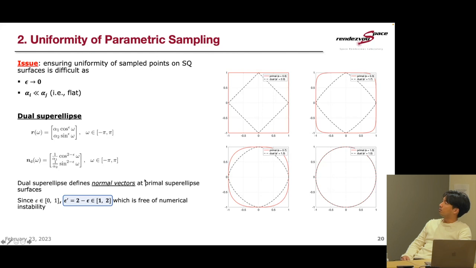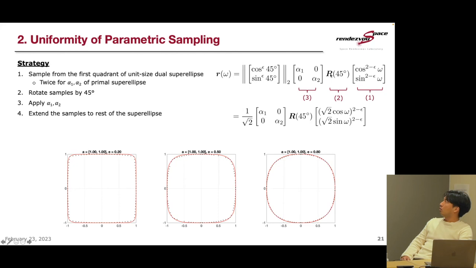And basically, sample from that, rotate, apply the shape, apply the size, and apply some scaling that needs to be done. And you see here, the red is the original superellipse, and the black is the uniformly sampled points along the dual superellipse that was rotated and sized and all that.